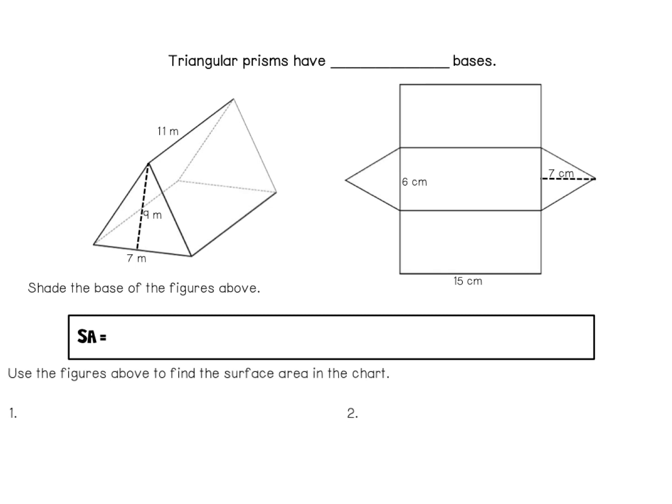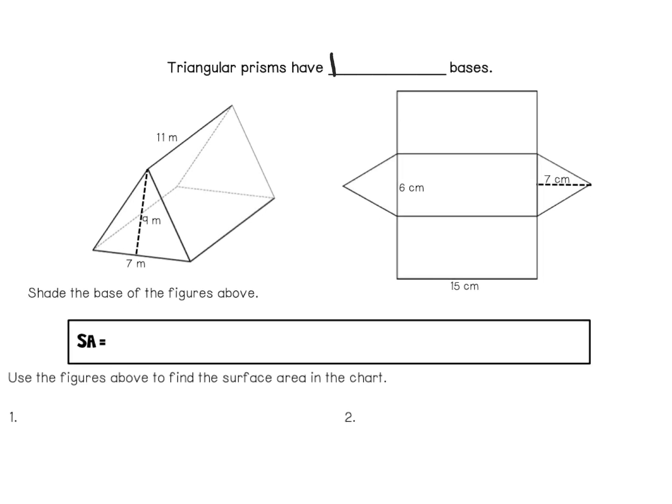So, when we're looking at triangular prisms, they have triangular bases. When we're talking about a triangular prism, it has two bases, both of which are triangles, and those triangles are the same size and shape. They're opposite from each other. They have the exact same measurements. So the first thing it tells you to do is to shade the base of the figures.